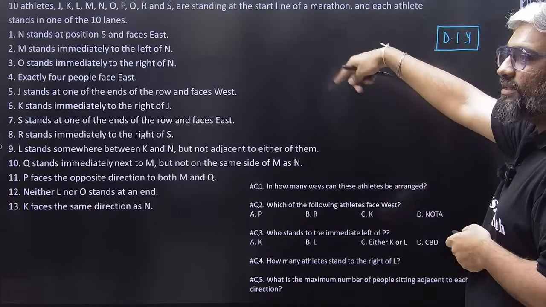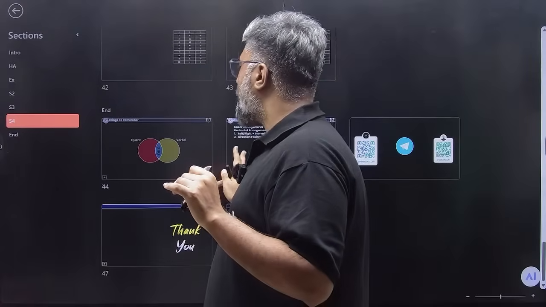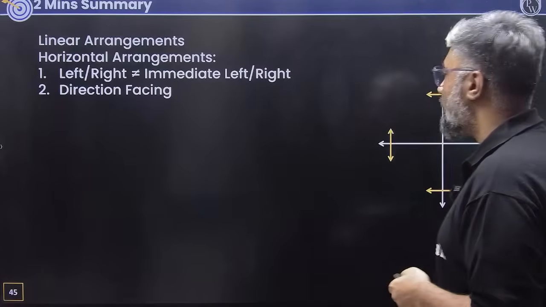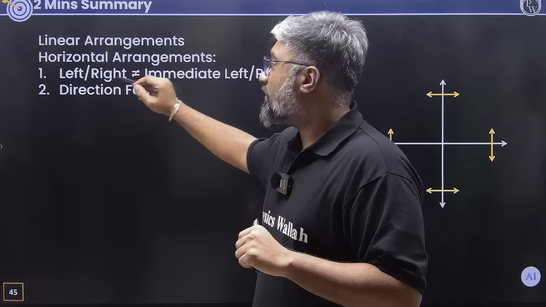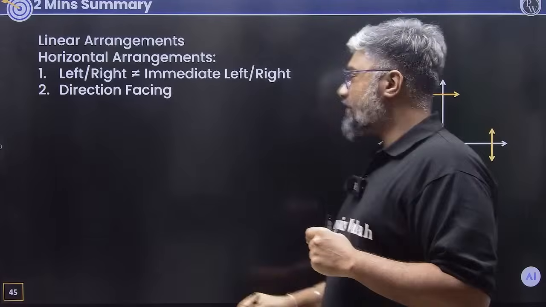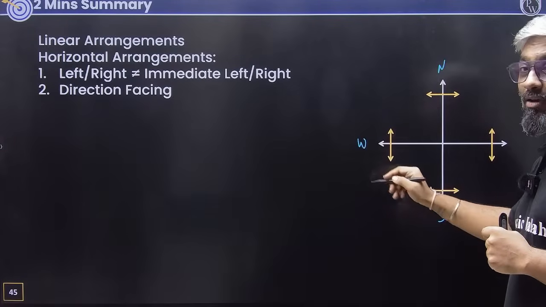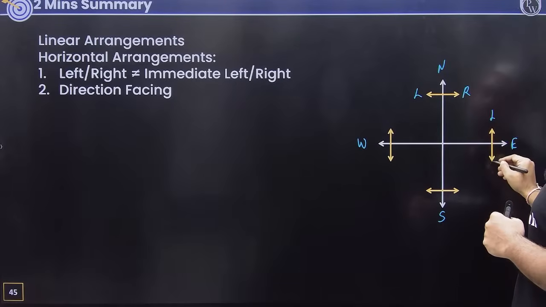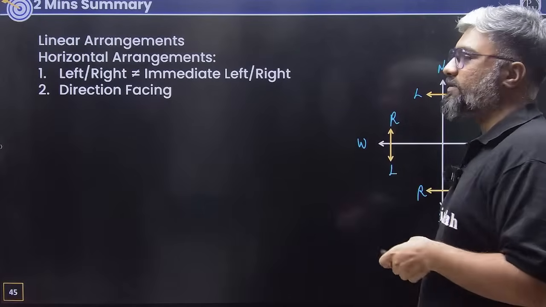Y'all try this. It is difficult. I'll give you that beforehand. It is difficult, 60% confidence level, but I think you can manage it. We will discuss it in the next class anyway. Okay, so quick summary. Left or right does not always mean immediate left, immediate right, and the direction of facing is very important. Okay, north, south. Left, right, left, right. Okay, done.